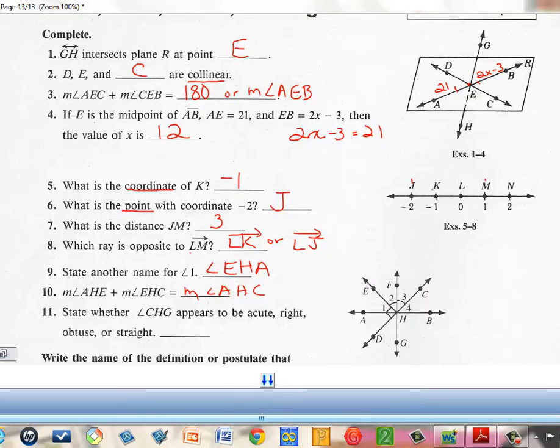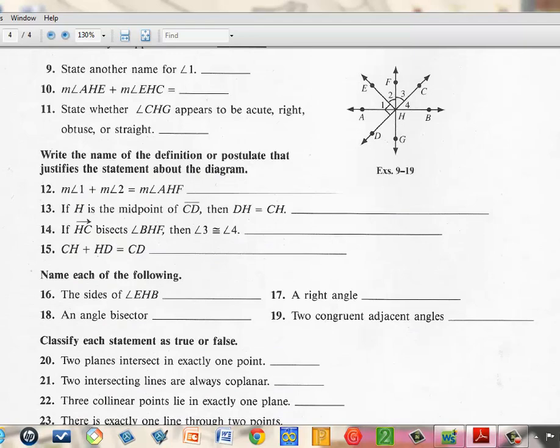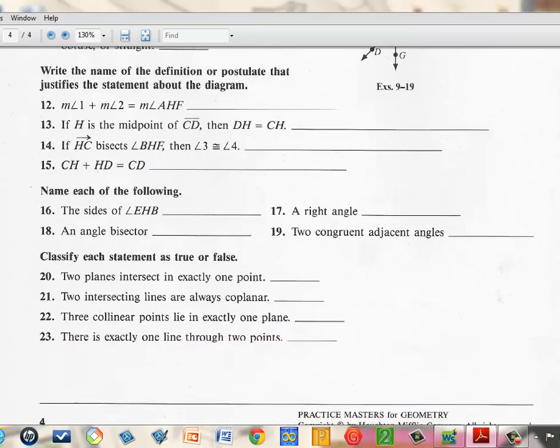Okay. And the last one in this section, CHG, which is this angle right here. You can tell by looking at it, it's not a straight angle. We all should know it's not a right angle. It's not acute because it's open wider than a 90-degree angle, so that would be an obtuse angle. Okay. Circle anything from there that you had some difficulty with. All right, tomorrow in class we're going to do 12 through 16, so I'm going to leave those right now.